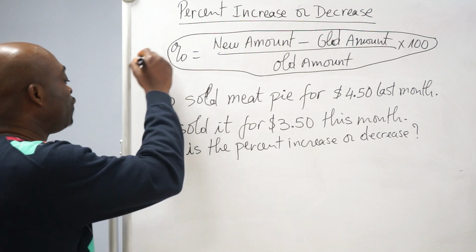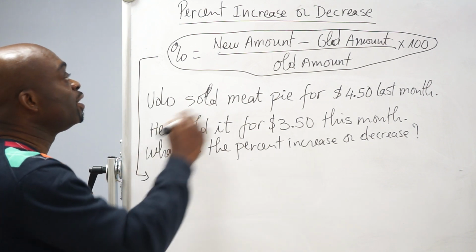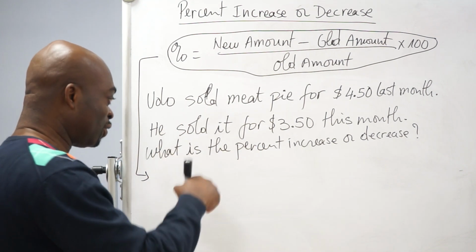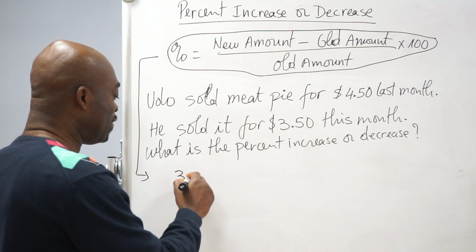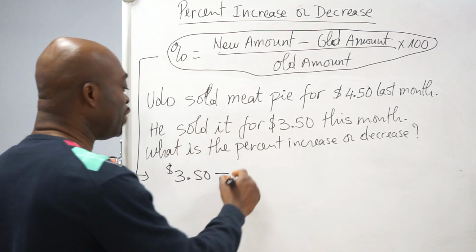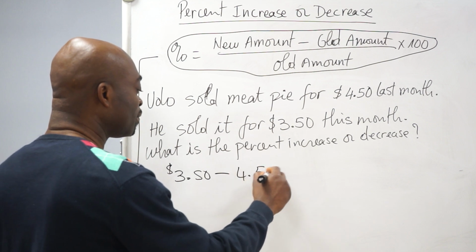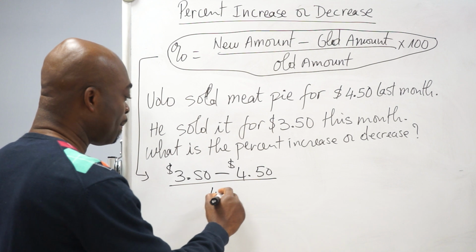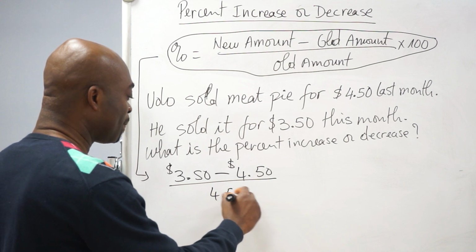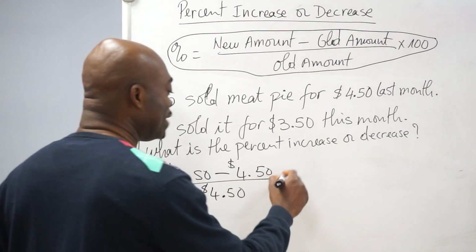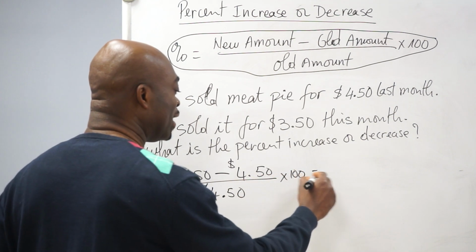We go directly to the formula. All right? So that is the new amount. And what's the new amount here? It's the $3.50, so that's for this month. $3.50 minus the old amount, which is $4.50. Then divided by $4.50. All right? And then once we get this, don't forget that you have to multiply by 100.